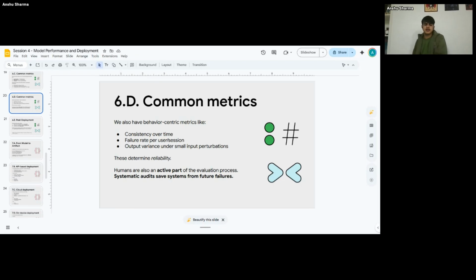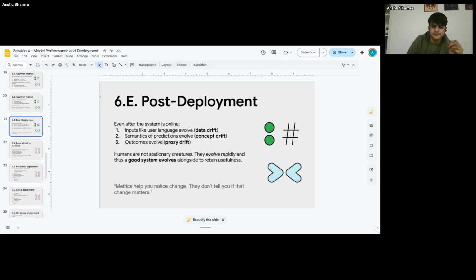Then there is the output variance under small input perturbation. This just means how widely our output varies if I make a small change to my input. So these are behavior centric metrics that we can also use to evaluate our models, and these are what determine the reliability of the model. All right. So now we assume that we have deployed our model, right?